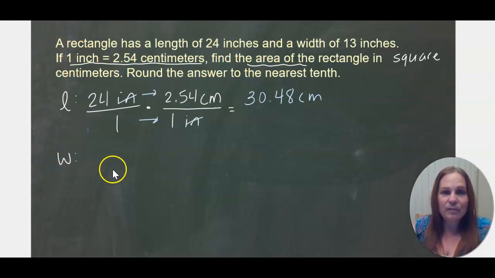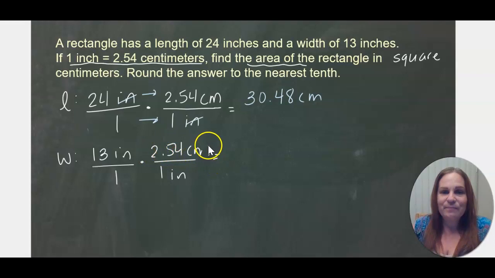All right, let's convert the width. So the width we're given is 13 inches. We're going to put that over 1. And again, same conversion factor. Inches is going to go on the bottom so that we can cancel them. And then 2.54 centimeters is on top. So the inches will cancel. We'll multiply 13 times 2.54. And we get 33 point, did I write that right? 33.02, but wait, this is smaller.